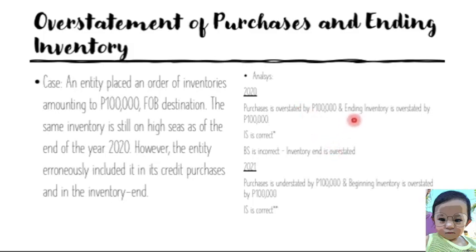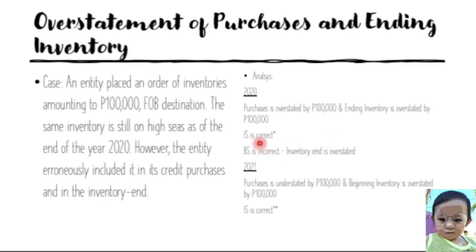Next is the relationship between ending inventory and net income. We have determined earlier that the ending inventory and net income has a direct relationship. So ending inventory is overstated by 100,000, the net income is also overstated by 100,000. So again, net income is understated by 100,000 by reason of purchases being overstated, and at the same time, net income is also overstated by reason of ending inventory being overstated. So it actually corrects itself.